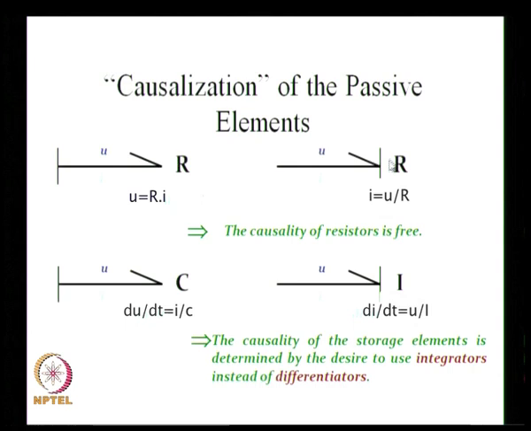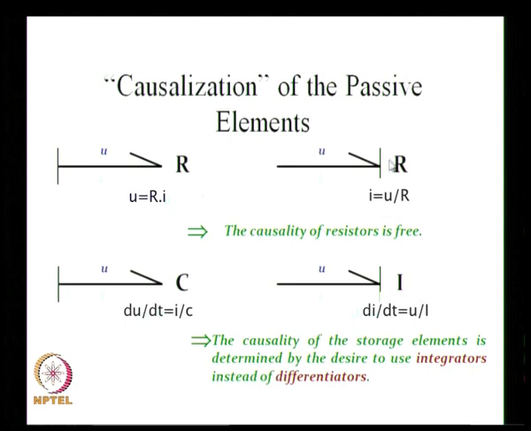If you are calculating it on this side, then I is U by R, and here it is U equals R multiplied by I. So the causality of the resistor is free. Depending on the situation you can provide the causality on this side or this side, because it is free causality for the R element.